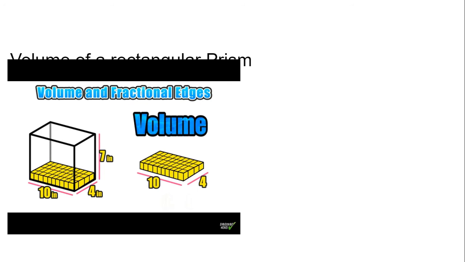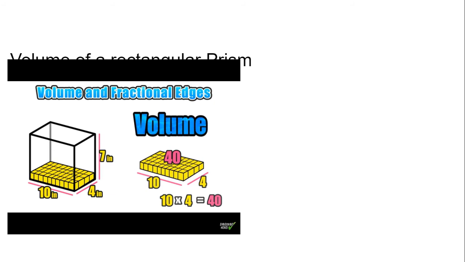So basically, we would have 4 rows of 10 1-inch unit cubes. So to figure out the total number of 1-inch unit cubes to cover this bottom layer, we can just multiply 10 times 4, and our product is 40. So we have 40 cubes comprising this bottom layer of the rectangular prism.